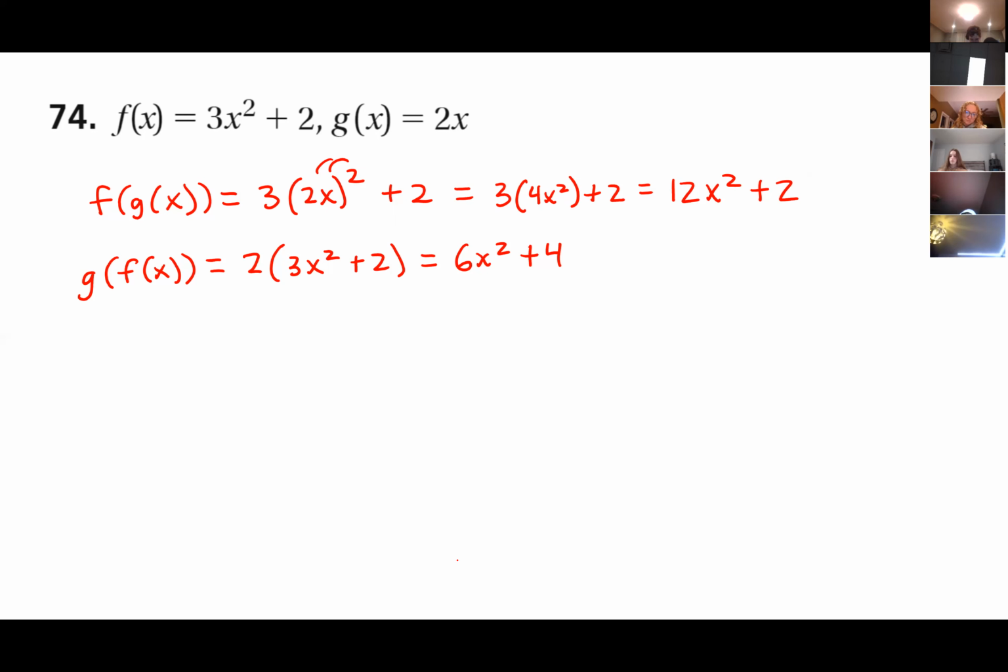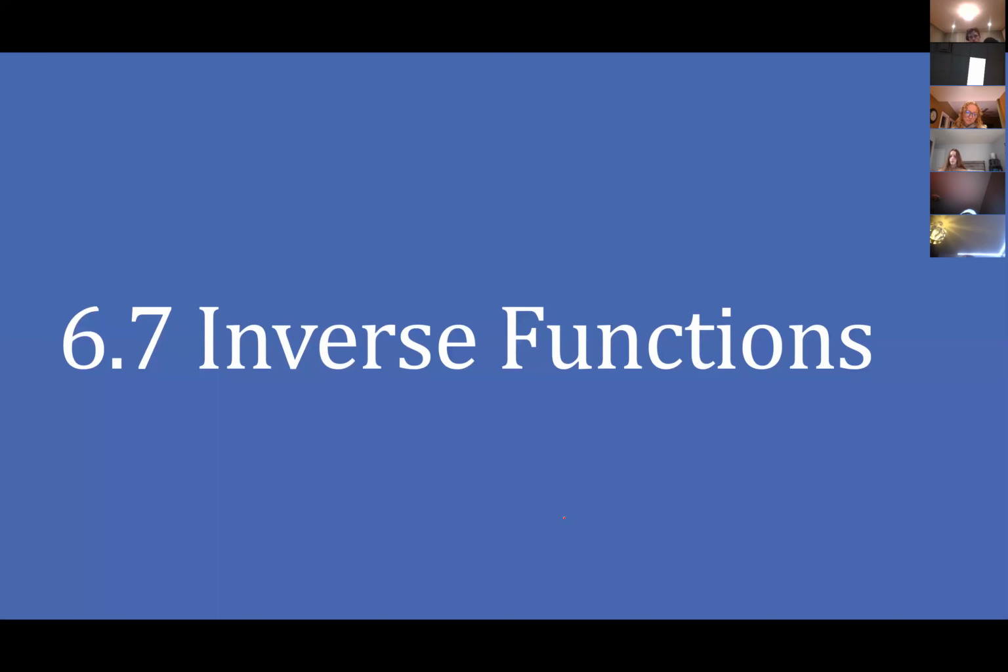All right, I hope it was helpful to see those. And now we're going to go ahead and move into the next section, which is 6.7, which is on inverse functions. So we have inverse operations. Those are operations that undo each other, like addition and subtraction are inverse operations. We also have inverse functions.